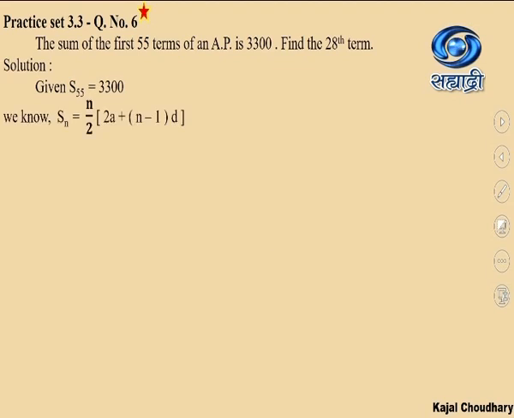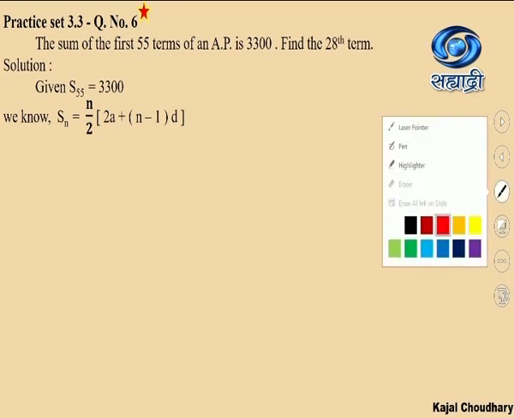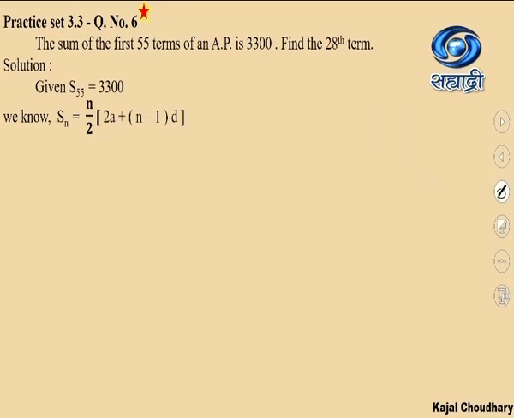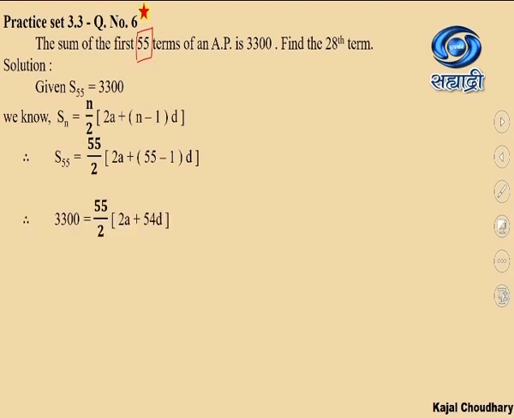So we know Sn is equal to n upon 2 times (2a plus (n minus 1)d). Now anybody can identify in this question what n is. How many terms are added? That is n. So how many terms are added? 55. So this goes as the value of your n. Okay. So S55 is equal to 55 upon 2 times (2a plus (55 minus 1) multiplied by d). We just replaced n by its value.